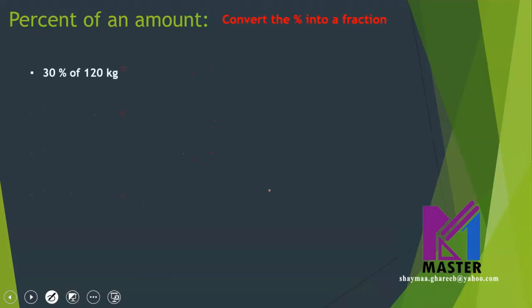Let's try more percentages. 30% of 120 kilogram. So 30%, what fraction is it? It is 3/10. So 3/10 of 120. So 120 divided by 10 equals 12. Then 12 times 3 equals 36 kilogram.